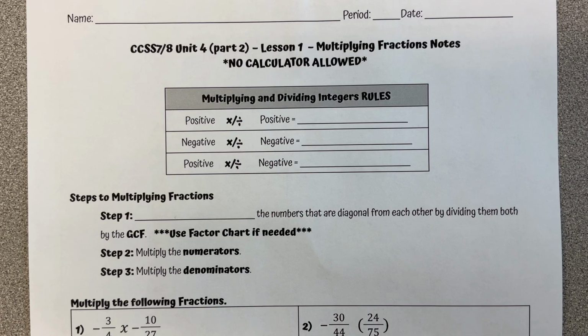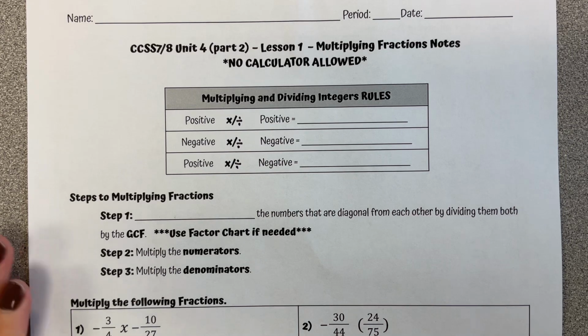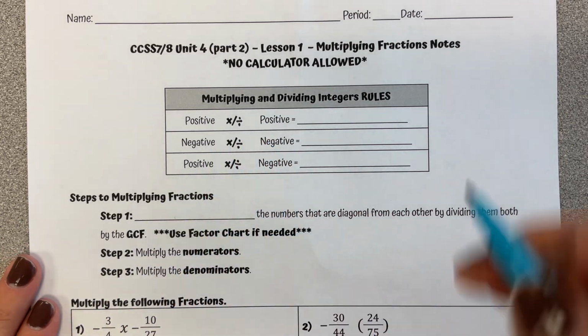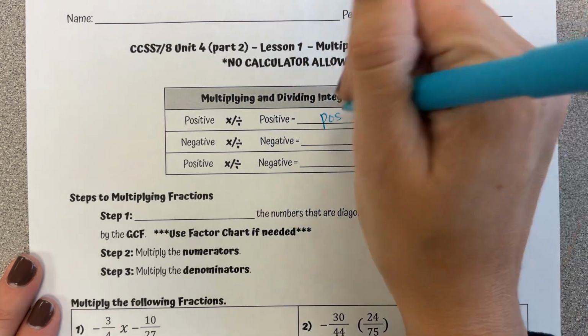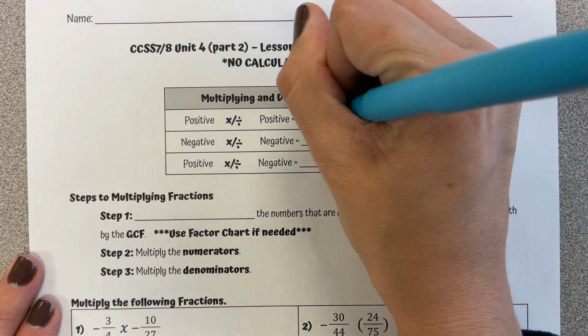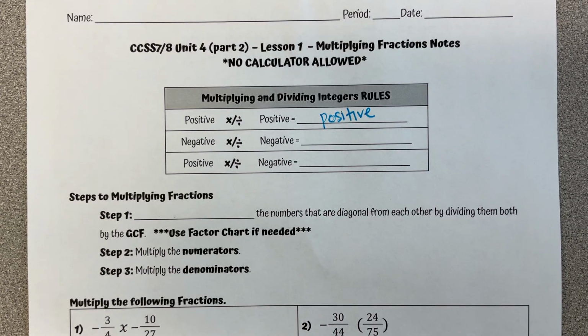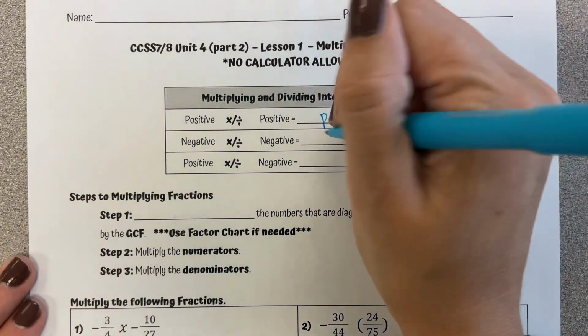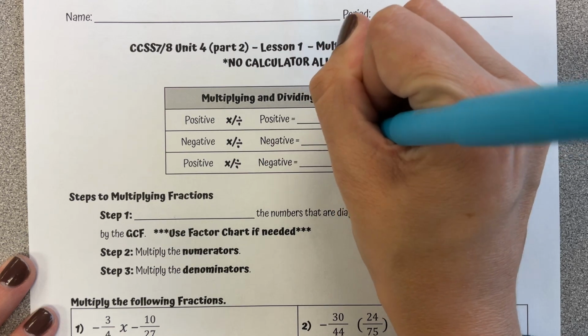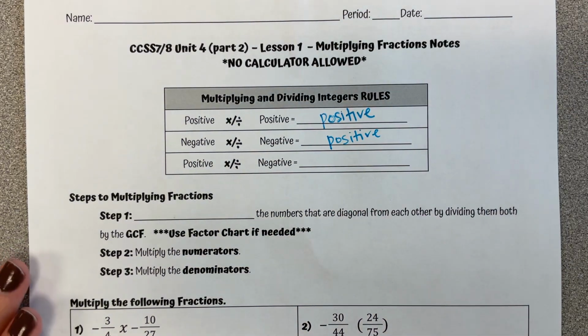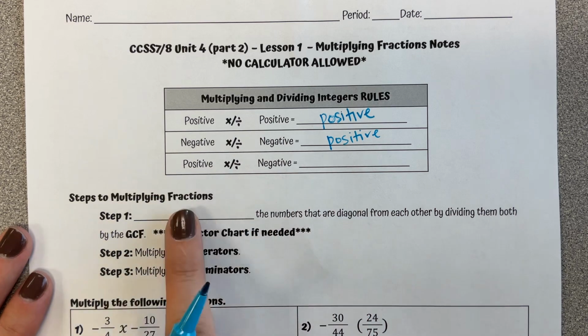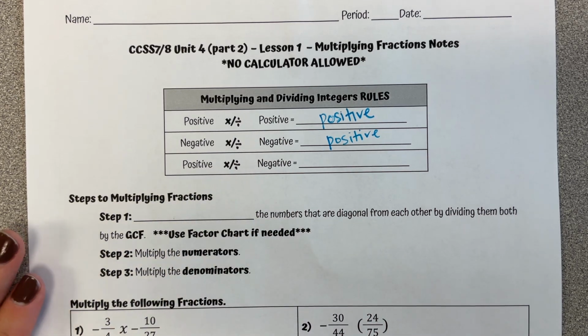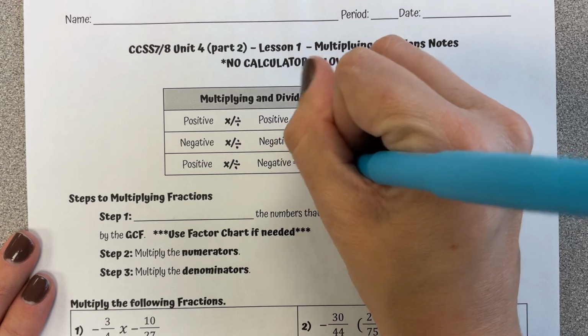Today we are going to be talking about multiplying fractions, and specifically we're going to be looking at multiplying positive and negative fractions. So we need to remember our integer rules for multiplying and dividing. When we multiply or divide a positive and a positive, we get a positive. When we multiply a negative by a negative, we also get a positive. And when we have, doesn't matter the order here, a positive multiplied by a negative or vice versa, a negative multiplied by a positive, we get a negative.